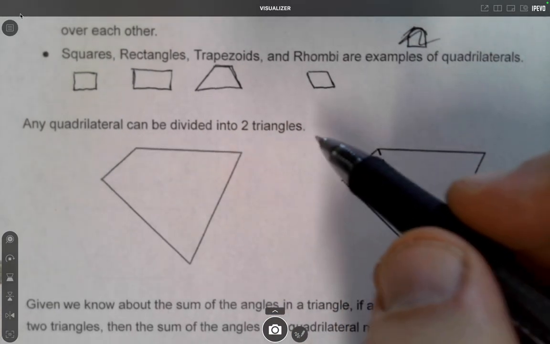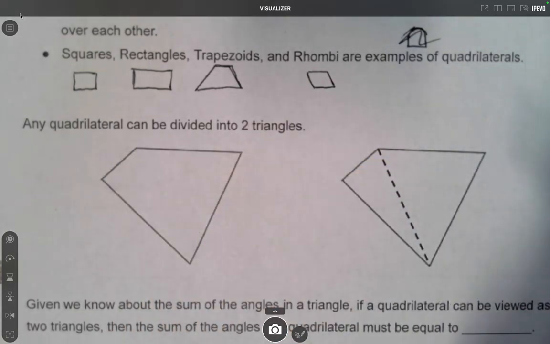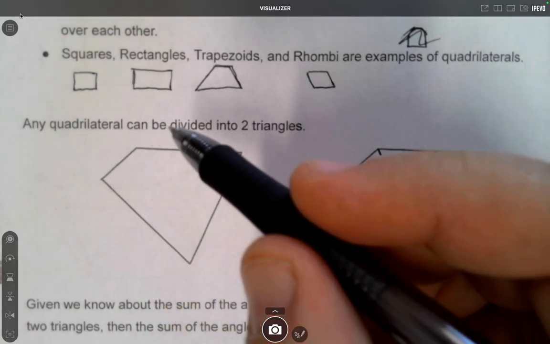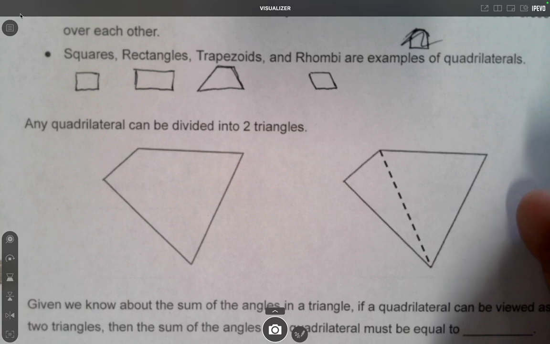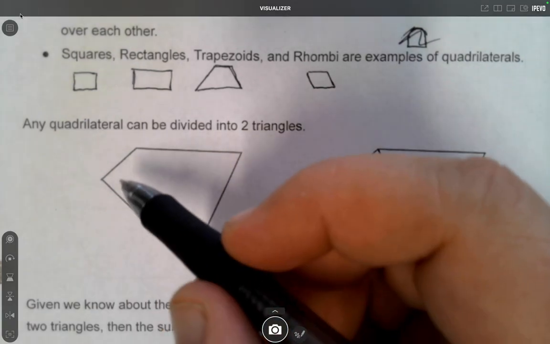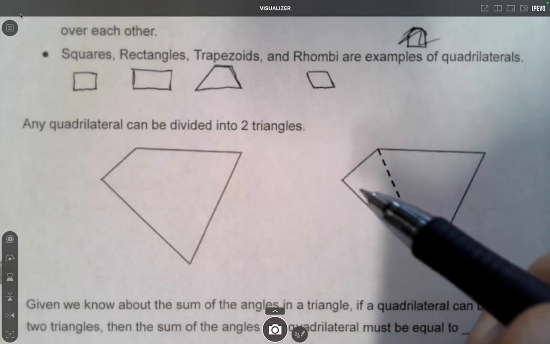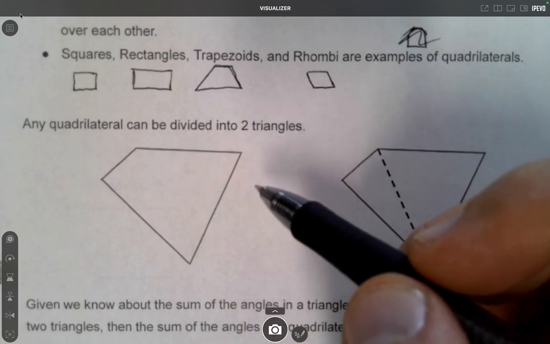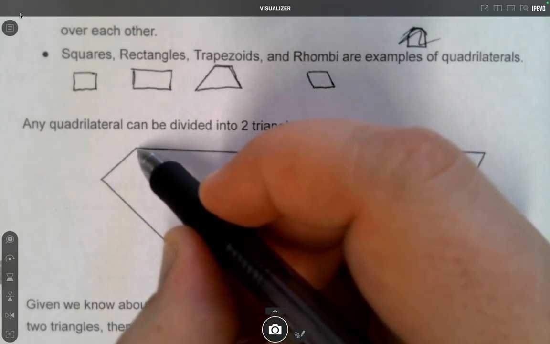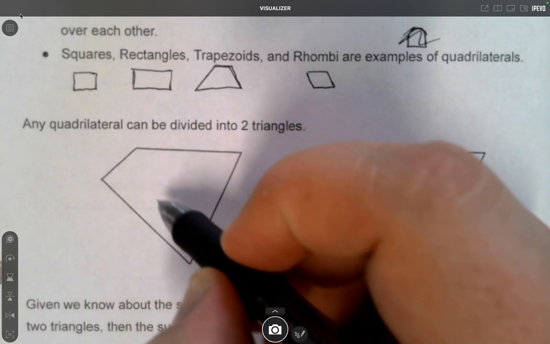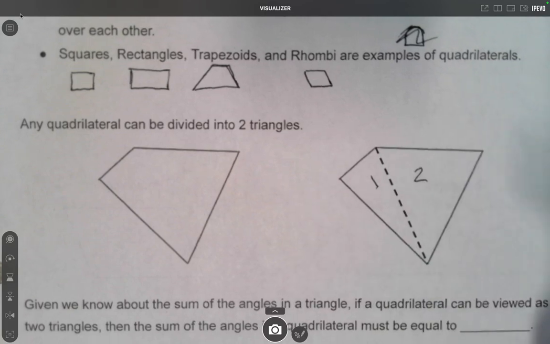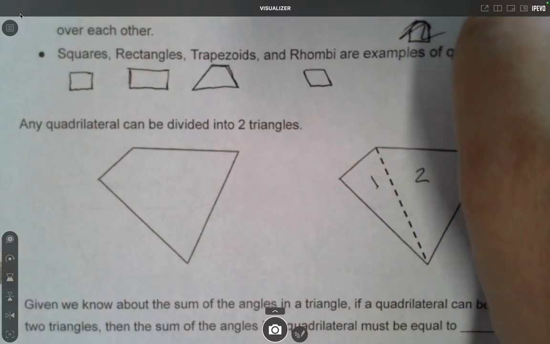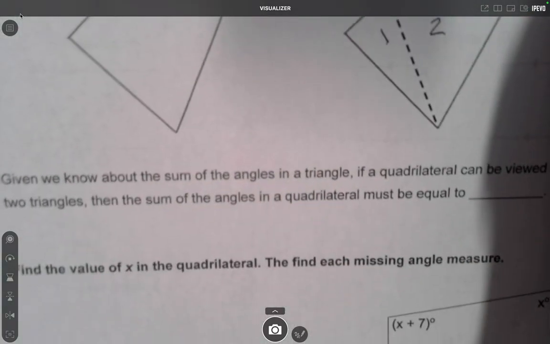This is actually related to triangles, because any quadrilateral, no matter how I draw it, any shape drawn with four sides can be divided into two triangles. You can see this one. It looks a little bit like a diamond maybe, but honestly it's just kind of a strange shape. If we draw a line from one of its points of intersection to the other, it then forms 1, 2 triangles.